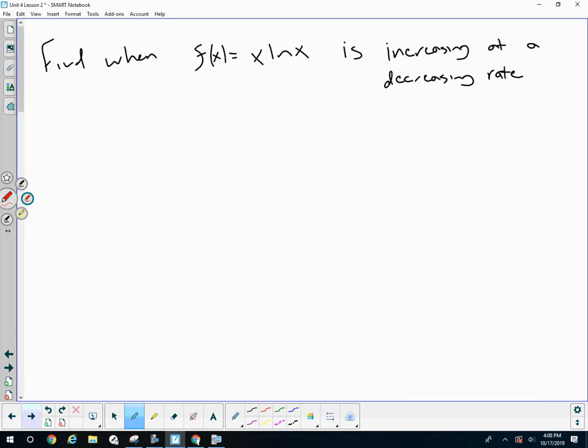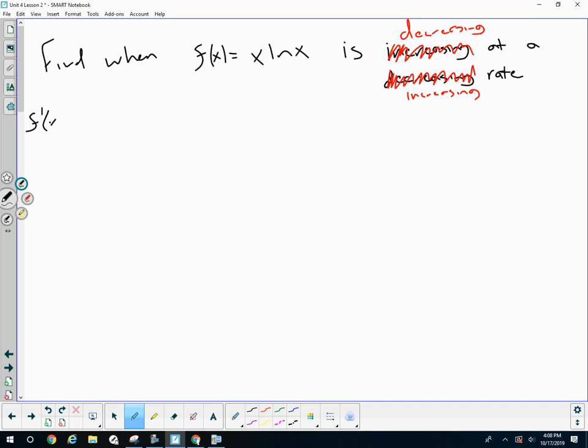Now, let's do both. I'm going to change this from increasing at a decreasing rate to decreasing at an increasing rate. Because it doesn't happen the other way around. Sign analysis of f prime and f double prime. Okay, so let's just do this as an example.